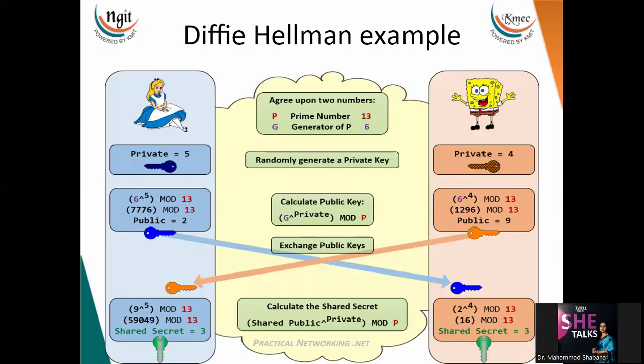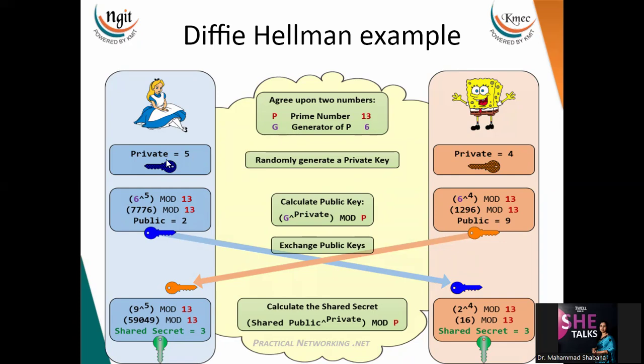This diagram demonstrates the Diffie-Hellman key exchange algorithm step by step using an example with two parties, represented by Alice and Bob. So, both Alice and Bob will agree on two public values. P is equal to 13, which is a prime number modulus, and G is equal to the generator modulo P, which is 6.